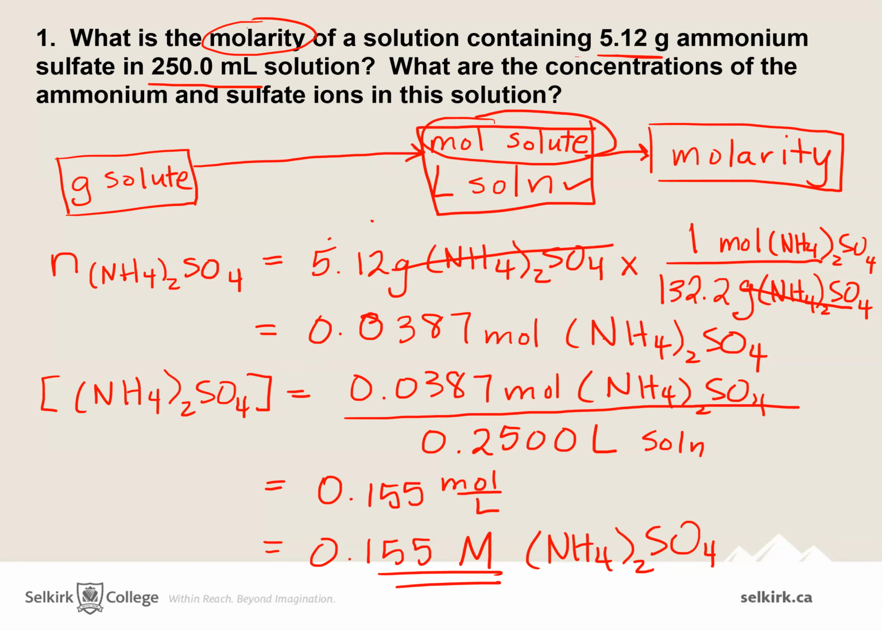So I've come a long way along here, and now I want to make sure I've answered every part of the question. I have found the concentration of ammonium sulfate, but the second part of the question wants to know the concentrations of ammonium and sulfate ions. So let's continue on the next slide. I want to know the concentration of ammonium ions. Well, how will I find that?